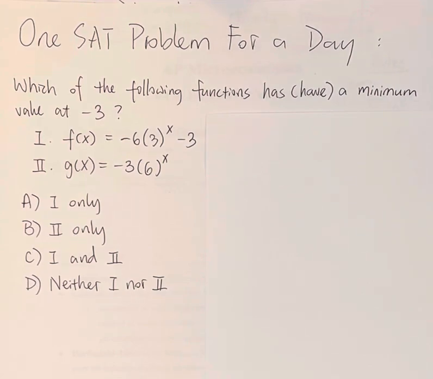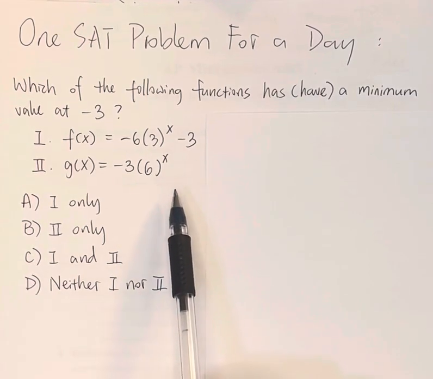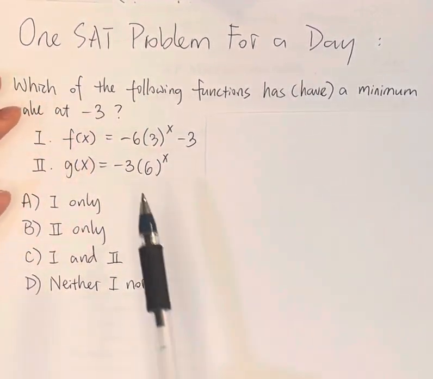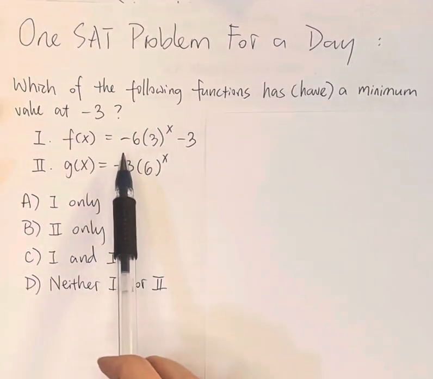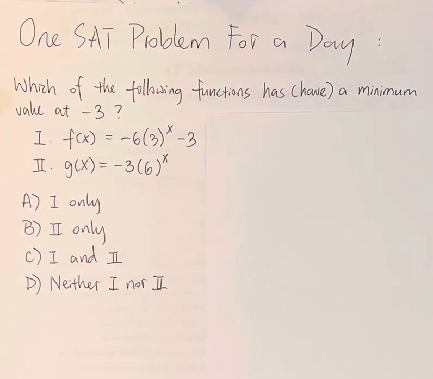First of all, we have to identify what type of functions these are. We can see there's a negative sign in both of them, which means they're both decreasing functions, and more accurately, they're decreasing exponential functions.